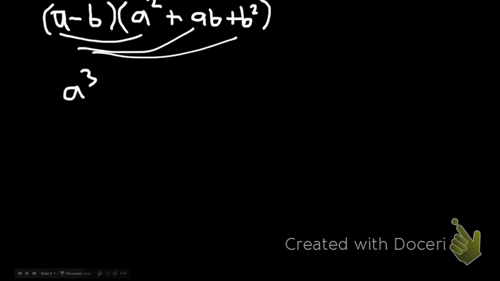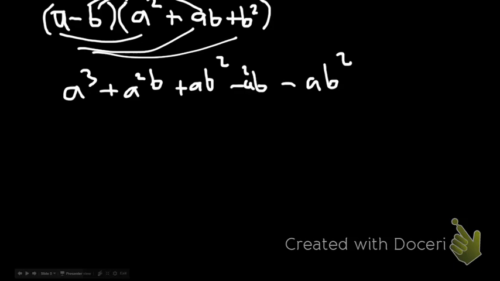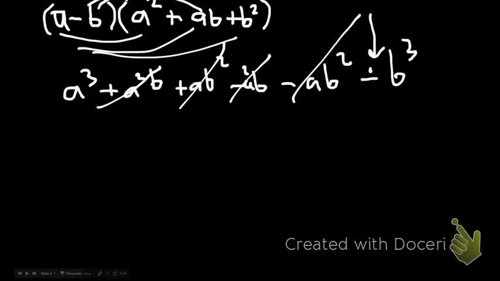So it's a cubed, and then plus a squared b, and then plus ab squared, and then negative b times a squared would be negative a squared b. I want to put that in alphabetical order. And then negative b times ab would be negative ab squared, and then negative b times positive b squared would be negative b cubed. So this plus a squared b will cancel out with negative a squared b, and then plus ab squared will cancel out with negative ab squared, and you're left with a cubed minus b cubed.